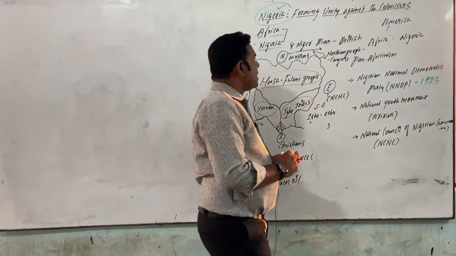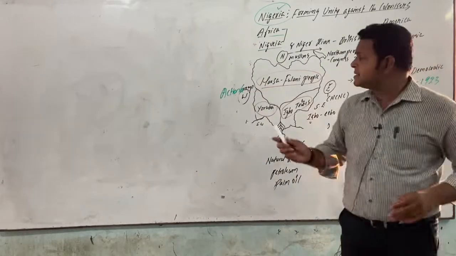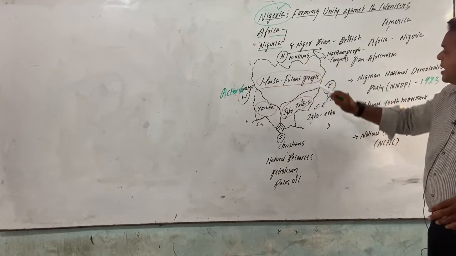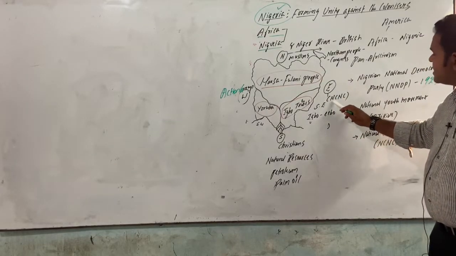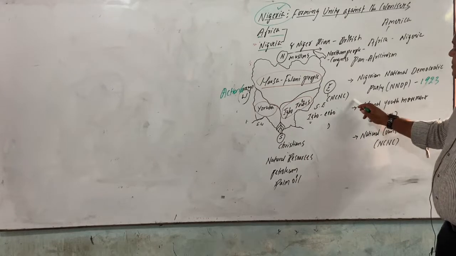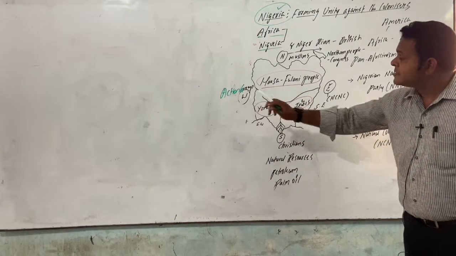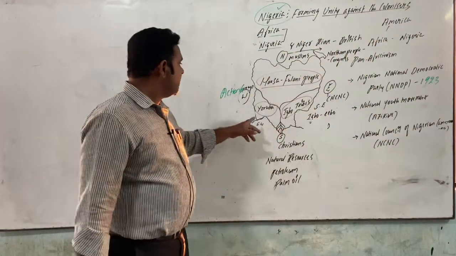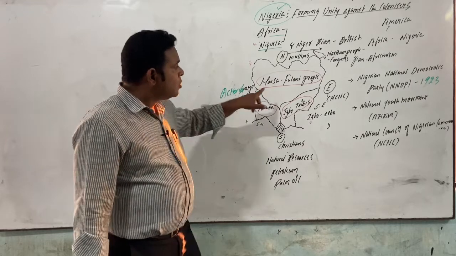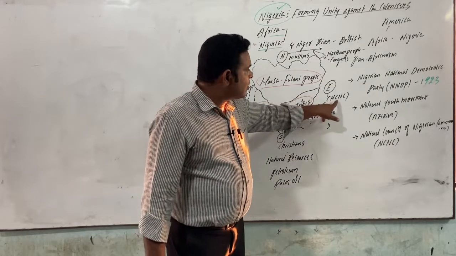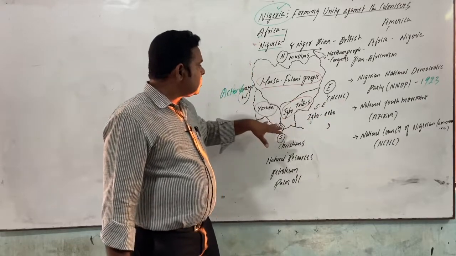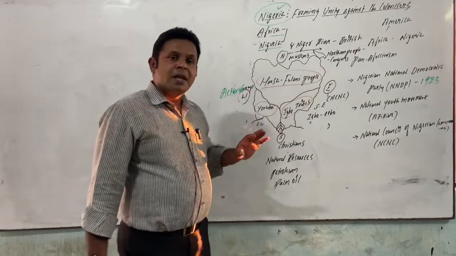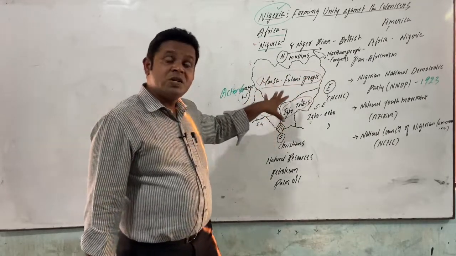So in the north part, the Northern People's Congress started from the northern side, and towards the east side the National Council for Nigerian Cameroons, and towards the west side what we call Action Group. These are the parties they started introducing. I repeat again: towards the west, Action Group; towards the east, National Council for Nigerian Cameroons; and towards the north, Northern People's Congress. These are the parties that were initiated or introduced.